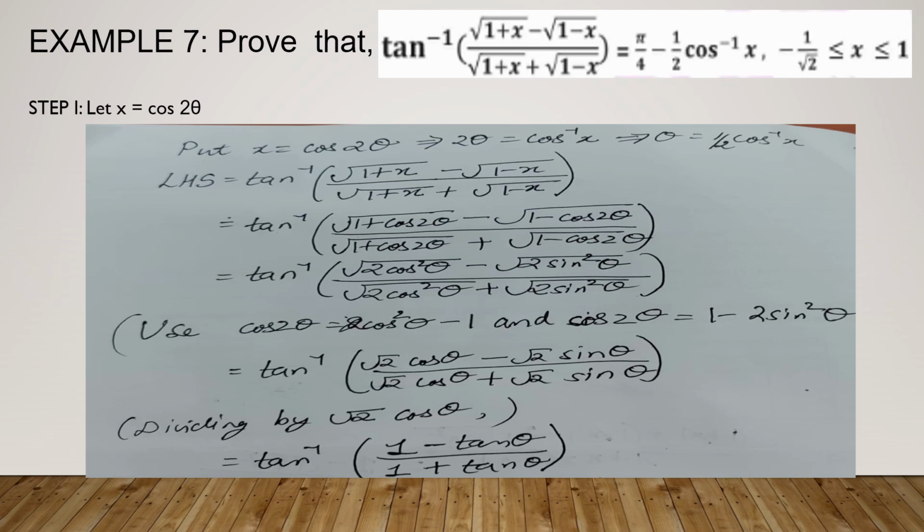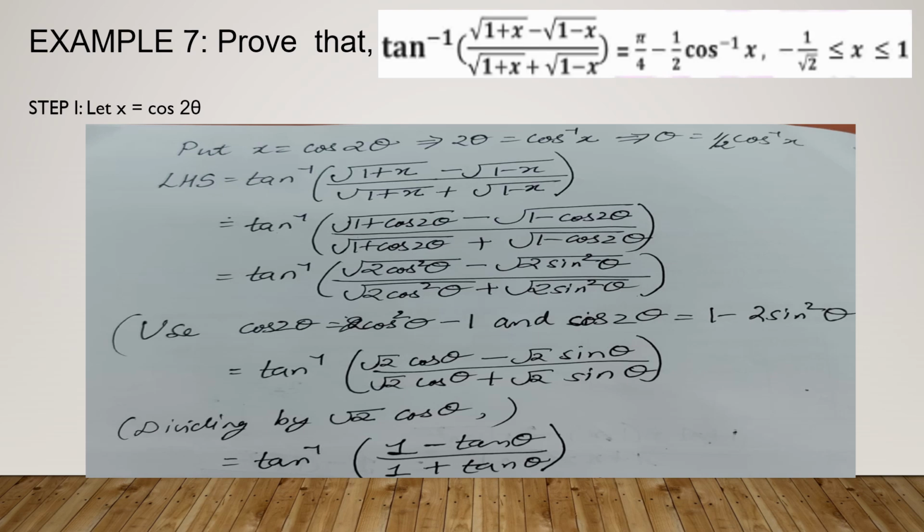Tan inverse of root of 1 plus x. Now instead of x everywhere, just put cos 2 theta. Now we will use the two important identities, cos 2 theta in terms of cos and sine. These are called the double angle identities. Cos 2 theta is 2 cos square theta minus 1, or cos 2 theta can also be written in terms of sine as 1 minus 2 sine square theta. So for the numerator, the first term is root of 1 plus cos 2 theta. So 1 plus 2 cos square theta minus 1. The 1 gets cancelled. Root of 2 cos square theta is root 2 into cos theta.